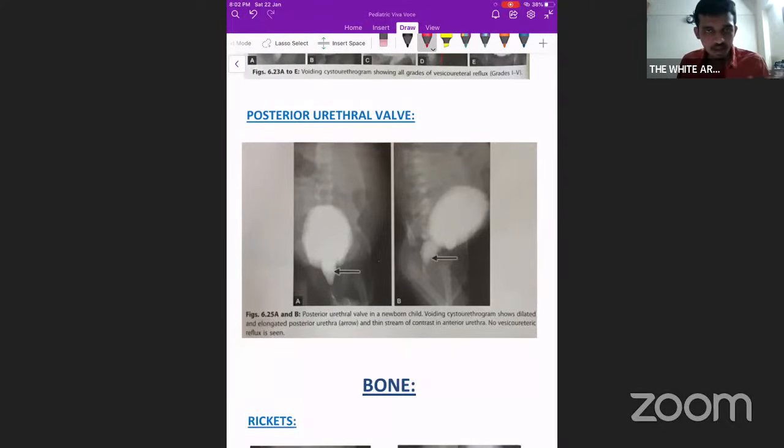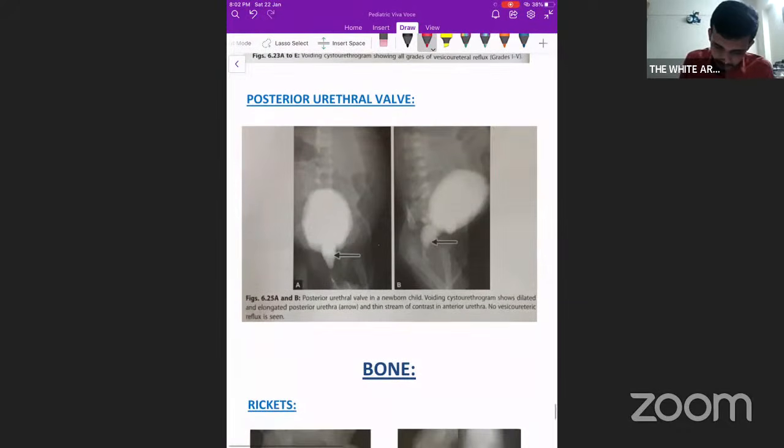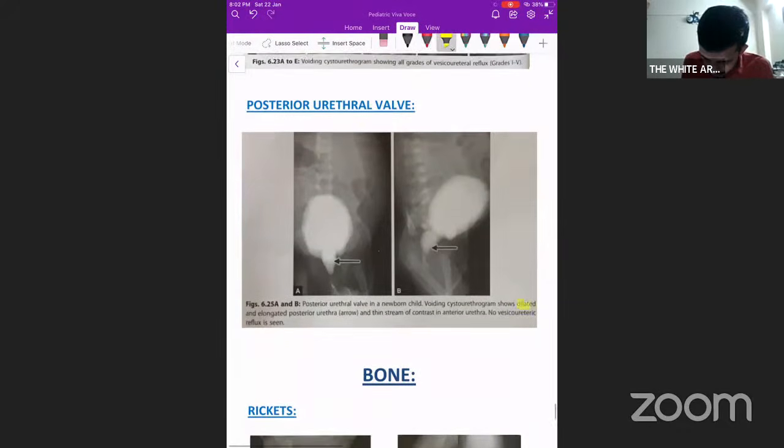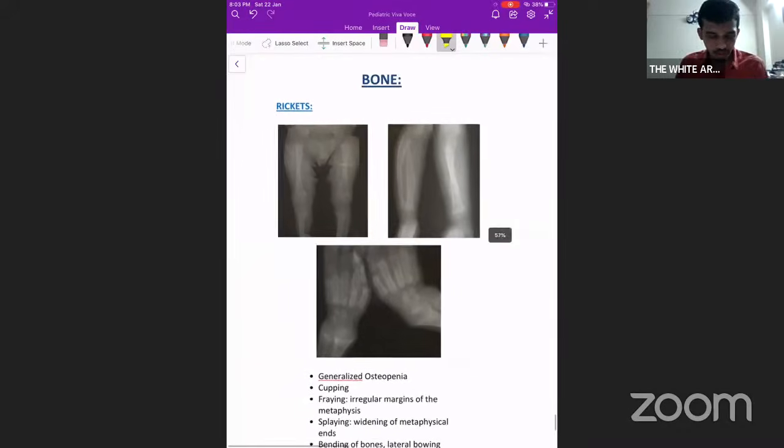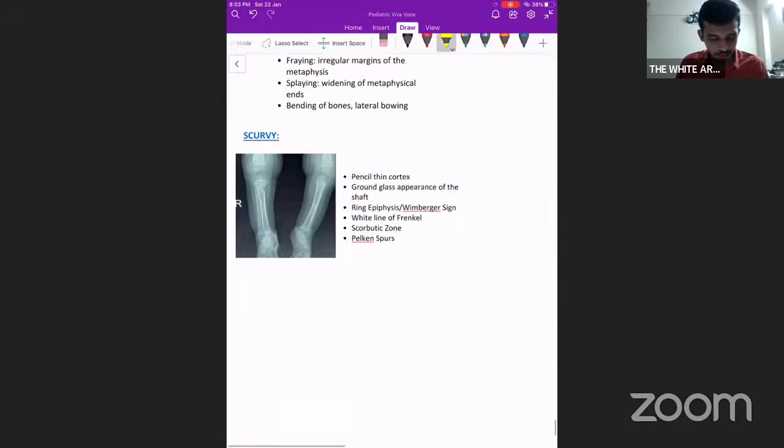Usually it will be antenatally detected, bilateral hydroureteronephrosis will be there. And again, on doing a dye study, what you get is a dilated and elongated posterior urethra on doing the contrast study. So this was to do with posterior urethral valve. Next, coming to the last two x-rays, one is of rickets, the other one is of scurvy.